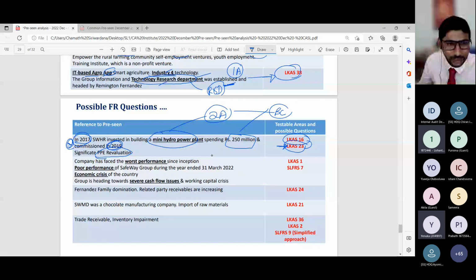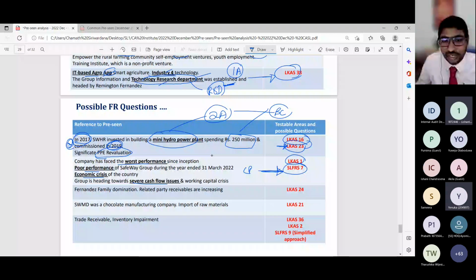Then the next one: the company has faced worse performance, and I have already communicated the severe cash flow issues. Because of that, LKS 1 and SLFRS 7, liquidity risk disclosures, credit risk disclosures, and market risk disclosures might be tested. Where you have to look at the disclosures, can you go and look at it in the study text? No, you have to go through the annual report of a reputed company to see how to prepare a disclosure. In the last paper also you had a disclosure, but very few prepared it. So you have to pay attention.